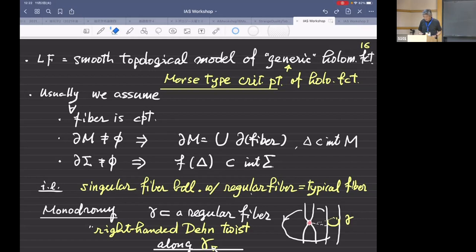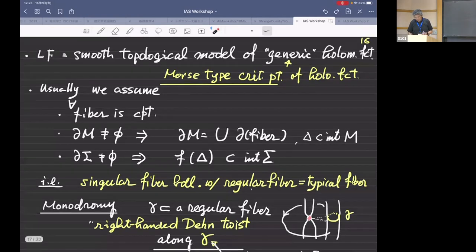Fibered over the circle. And we assume that delta denotes the set of critical points, and it must be contained in the interior. So the boundary has no critical points. So the boundary is a fibration of a surface over the circle. Then what we want to do is to extend that genuine fibration into the interior as a Lefschetz fibration. That is what we want to do.